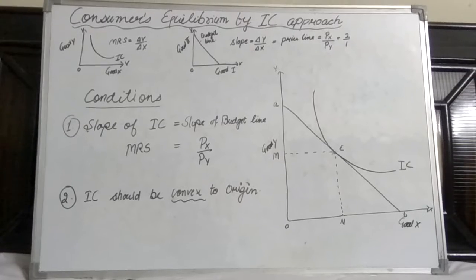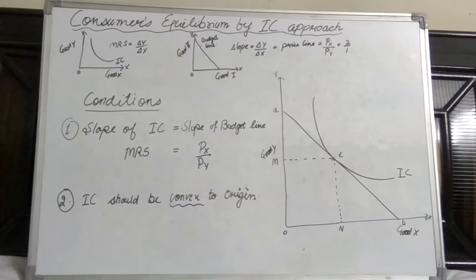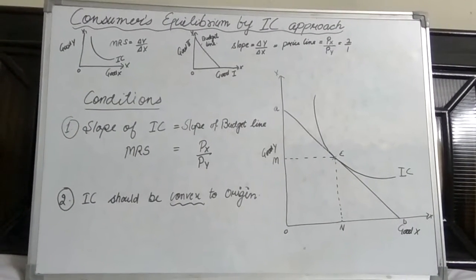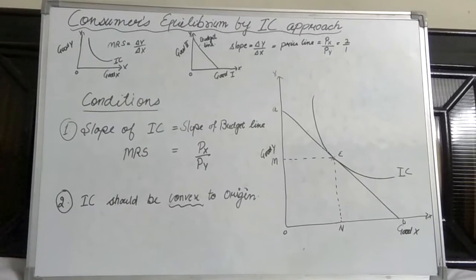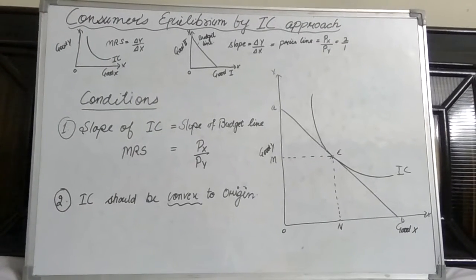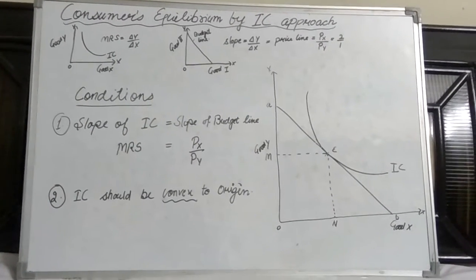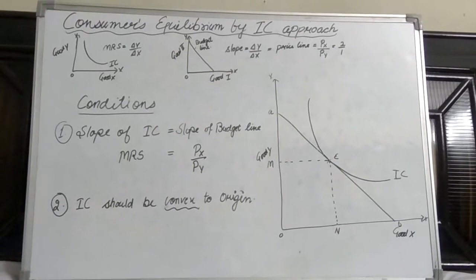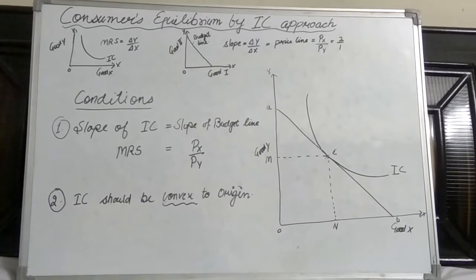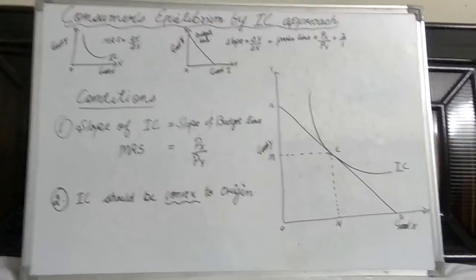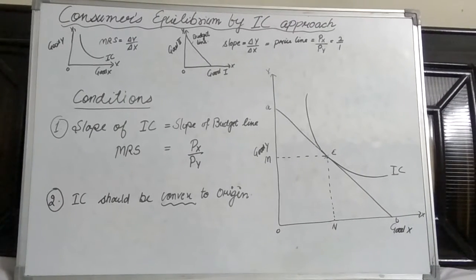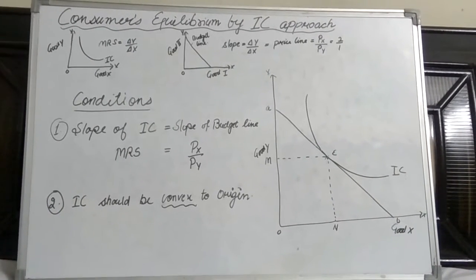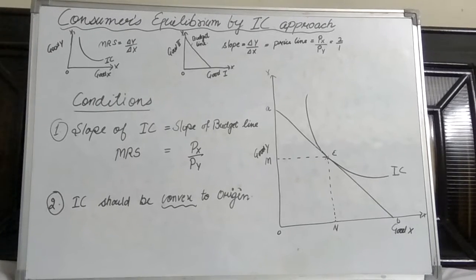Today we are going to discuss the conclusion of chapter 4, Consumer Equilibrium by IC analysis. Dear students, till now we have discussed two concepts in detail: the indifference curve and the budget line. The indifference curve is convex to the origin and its slope is measured by delta y upon delta x, that is, loss upon gain.